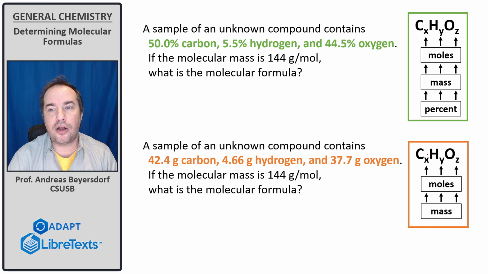Let's go ahead and look at one other problem. In the problem we just did, we were given percents. We were told we have 50% carbon, 5.5% hydrogen, and 44.5% oxygen. So the first step was to go from percent to mass, and then from mass to moles. Well, what if we had the problem, but instead of giving us percents, they gave us the grams of carbon, the grams of hydrogen, and the grams of oxygen?